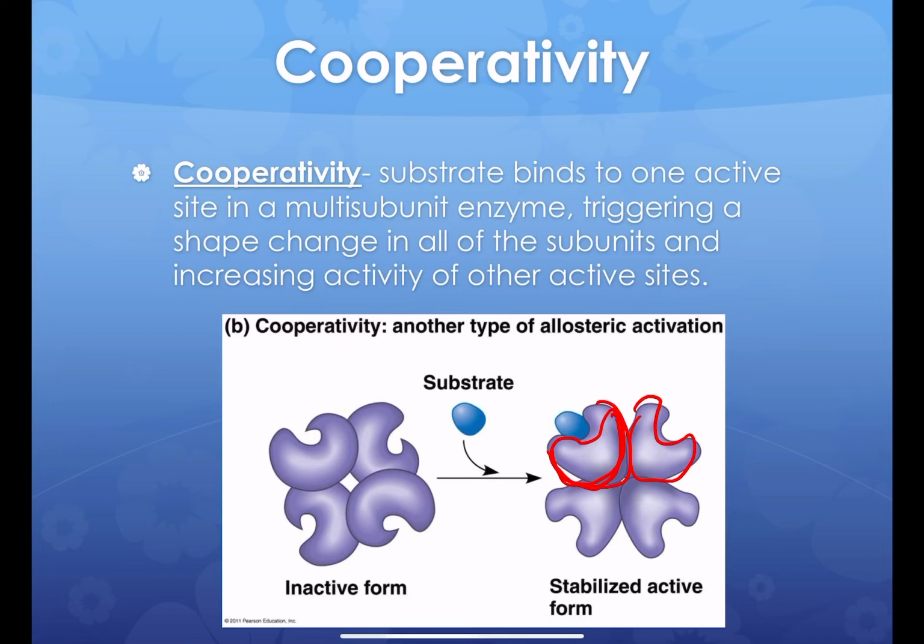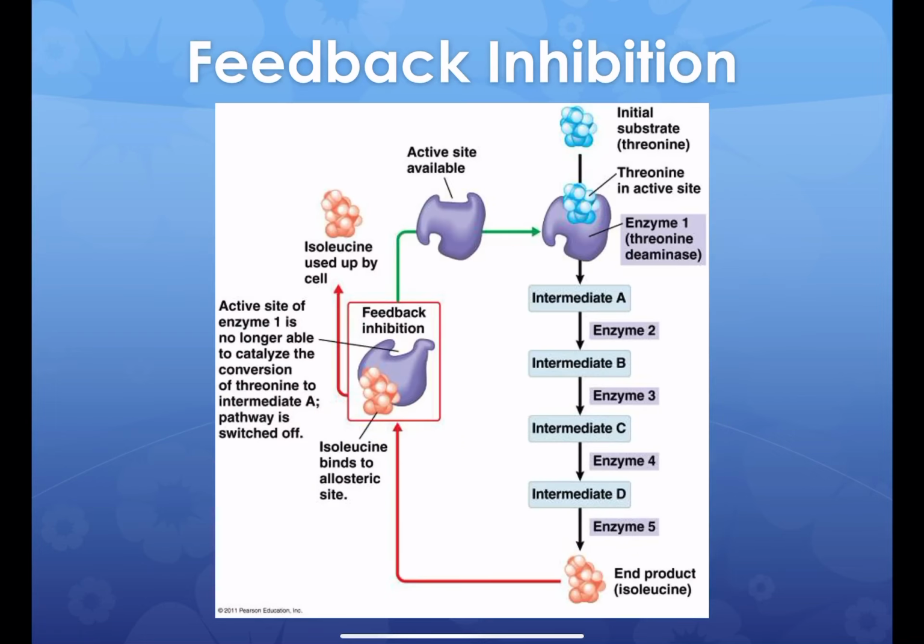And so cooperativity, when you have a substrate that binds at just this one site, notice how that shape changed from the inactive form to the active form. It stabilized that active form and makes it more likely that a substrate can bind in the other site. Okay, so substrate binding in one active site triggers a shape change in all of the subunits, increasing the activity of the other active sites. Okay, and that's what cooperativity is. All right.